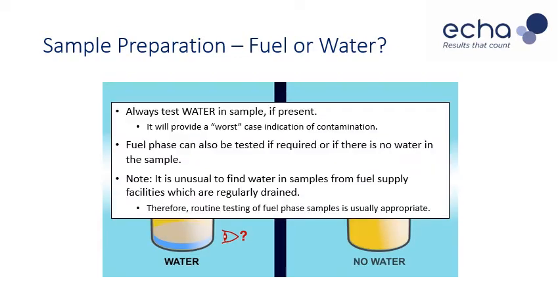If water is present, it is recommended that it is always tested with the Micromonitor 2 test. It will provide the worst case indication of contamination, in other words, the earliest indication of contamination. However, when no water is present, the fuel should be tested. As mentioned previously, if water is rarely recovered from a tank when sampling routinely, then it is recommended that fuel is always tested to enable more consistent trend monitoring.